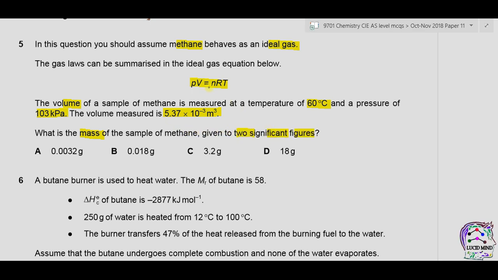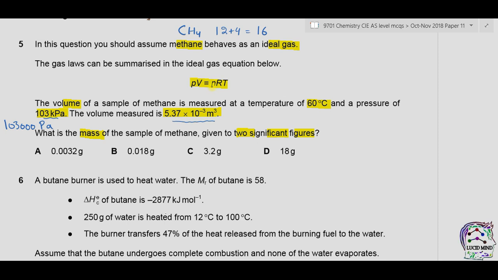We are going to use the ideal gas equation. For ideal gas equation, the pressure must be in pascals. As we have kilopascals, it can be converted into pascals by multiplying by 1000. So it will be equal to 103,000 pascals. The volume should be in meter cube as it is already given in meter cube. N is the number of moles and we have to find the mass. The molecular mass of methane, as it is CH4, is 12 for carbon and 4 for 4 hydrogen. The molecular mass is 16.